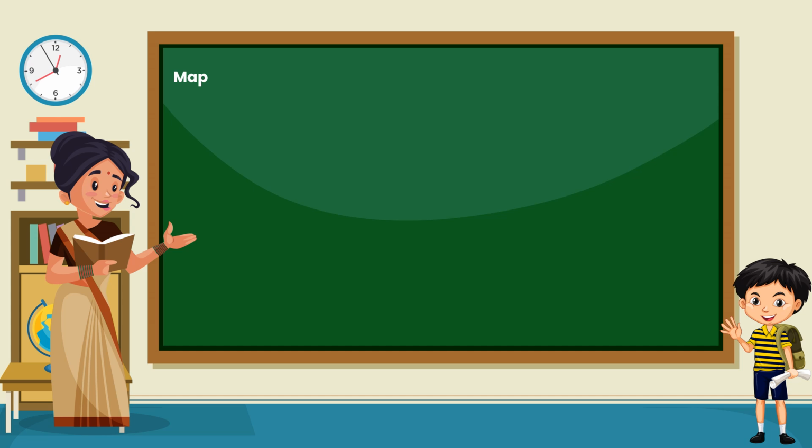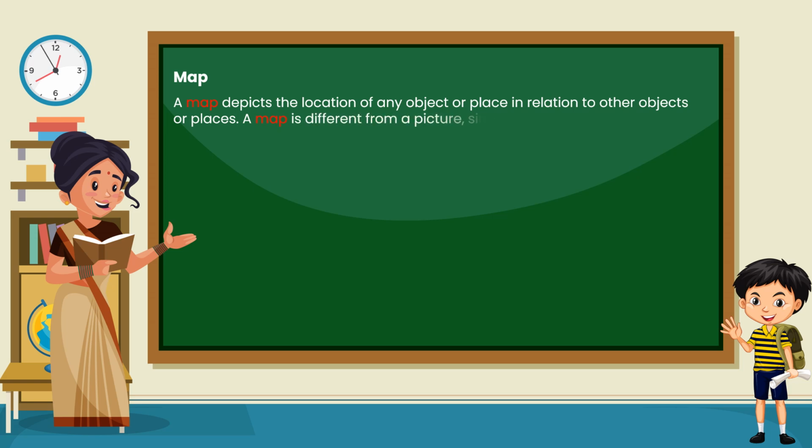Map. A map depicts the location of any object or place in relation to other objects or places. A map is different from a picture, since perspective is very important to draw a picture, but it is not relevant for a map.